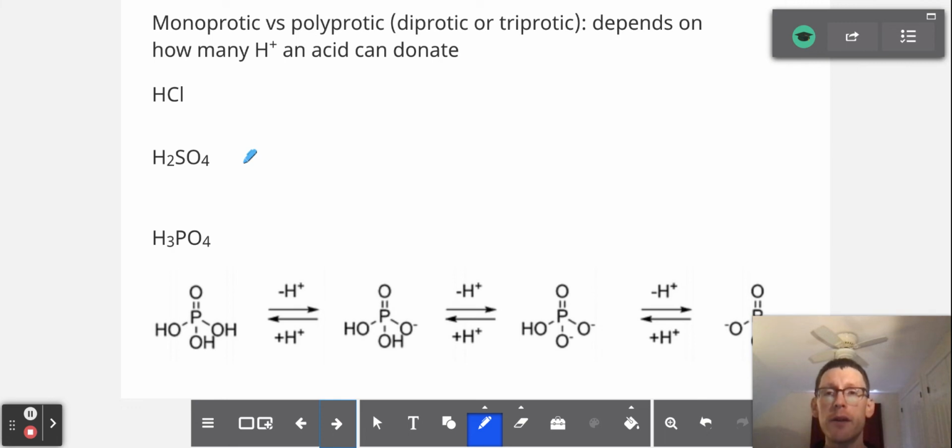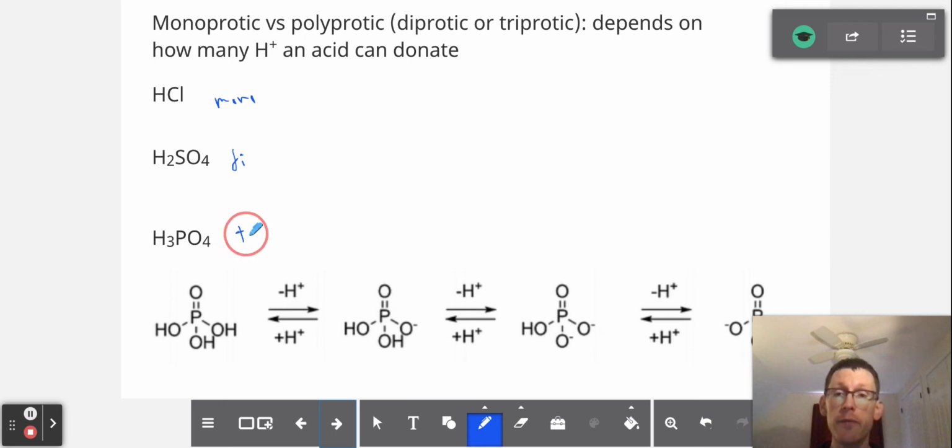I do want to throw in here the concept of monoprotic and polyprotic acids because they definitely come up. Polyprotic, poly means many, so we could have diprotic or triprotic, di meaning two, tri meaning three. The definition of monoprotic versus diprotic versus triprotic just depends on how many H plus an acid can donate. HCl is definitely monoprotic. H2SO4 is definitely diprotic. The first H plus is very easy to remove. The second one is harder, but it is something that can be removed.